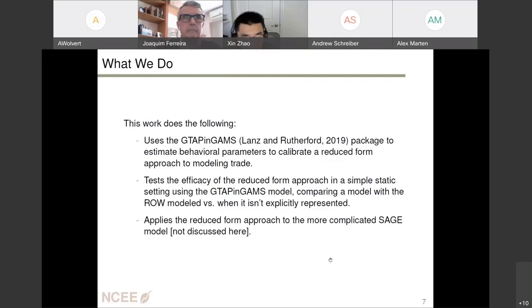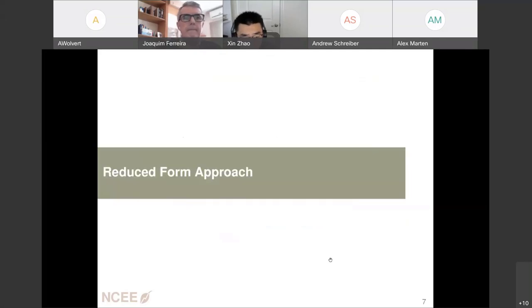And then a third thing that we've also worked on is applying the reduced form approach to the more complicated SAGE model. I'm not going to discuss that here, but there are a whole host of other considerations, particularly in the dynamic context, that we need to work on and think about in order to properly capture the trade responses. Next slide.